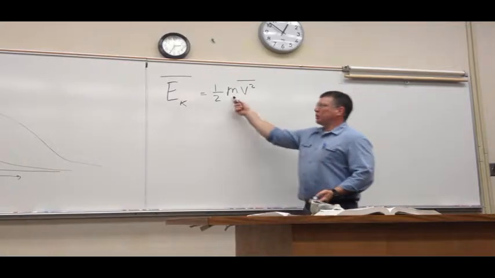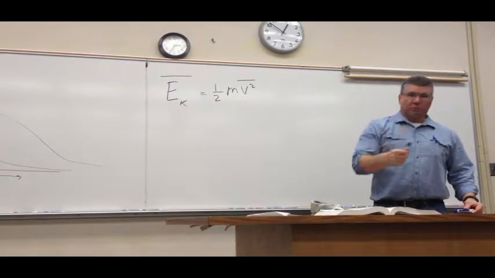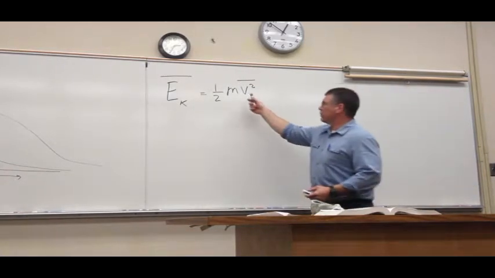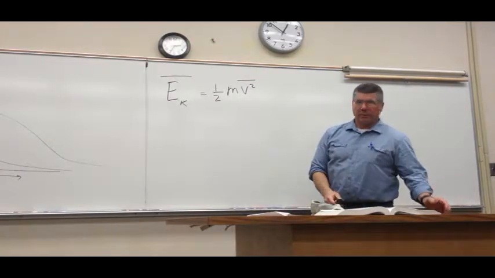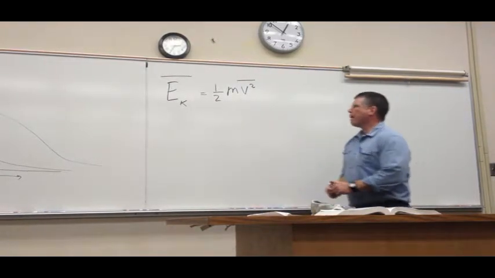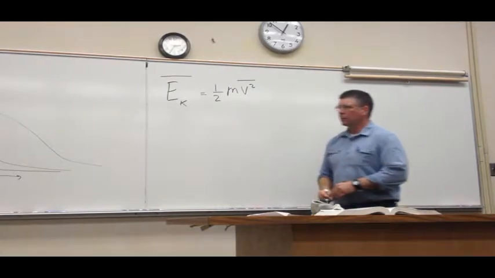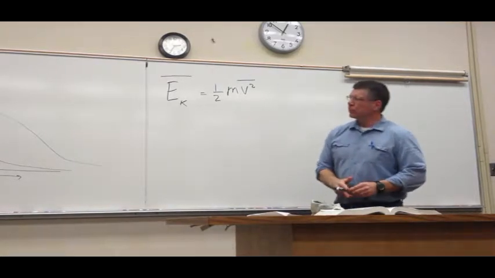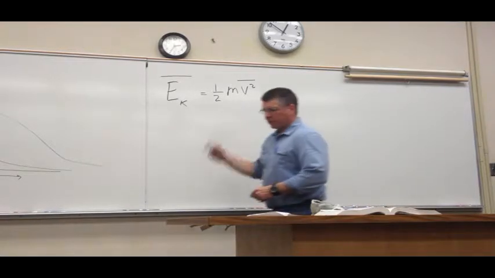It's the same gas, so the mass is going to be the same. But what there's a distribution of is the speed. So we put a bar over the v squared. We're going to use this equation in just a minute.